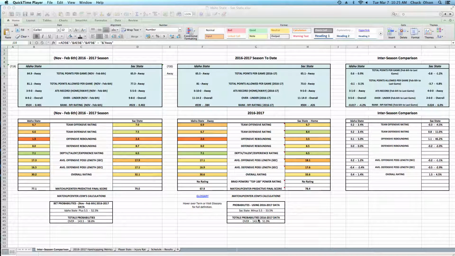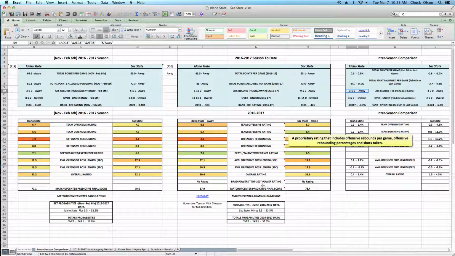So we'll be looking at total points per game, total points allowed, all of these different data. I'm not going to go over each one of them. If you want to know what each one is, hover over it and it will tell you. Additionally, you can go to our glossary by clicking glossary to understand these terms.